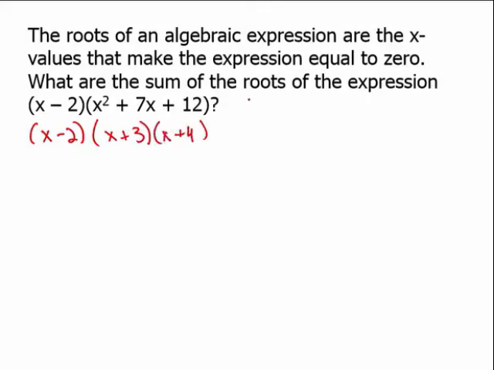And now we need the roots of each one of these. Well, the root of this is obviously +2. The root of this is -3. The root of this is -4. And the sum of these, -7 plus 2, is -5. And that is the answer.